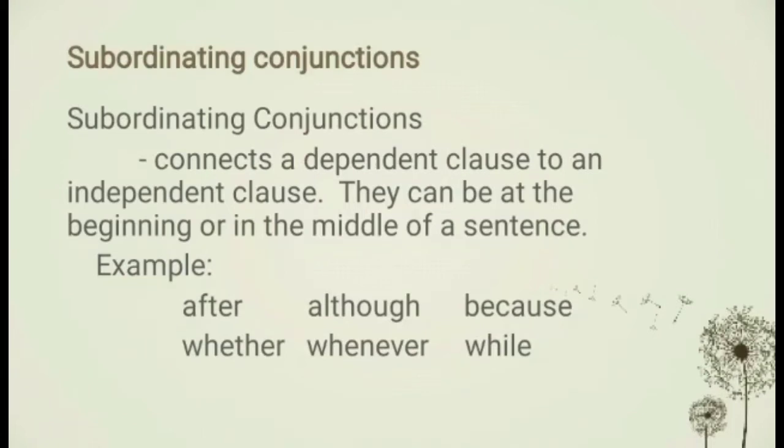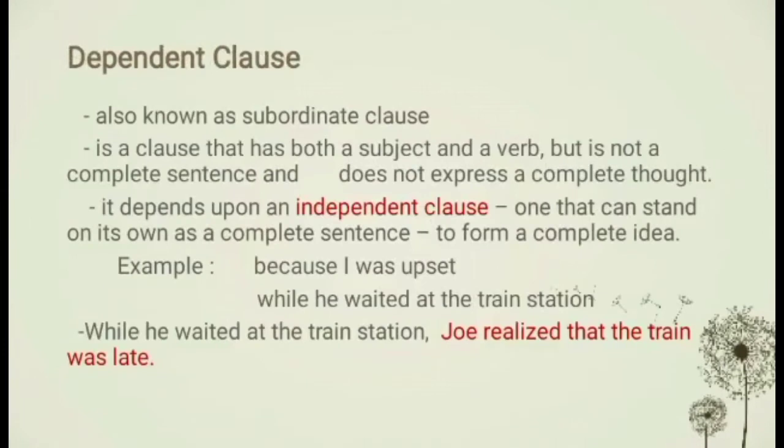Next, we are now going to discuss dependent clause. A dependent clause, also known as a subordinate clause, is a clause that has both a subject and a verb, but is not a complete sentence and does not express a complete thought. It depends upon an independent clause, one that can stand on its own as a complete sentence, to form a complete idea.